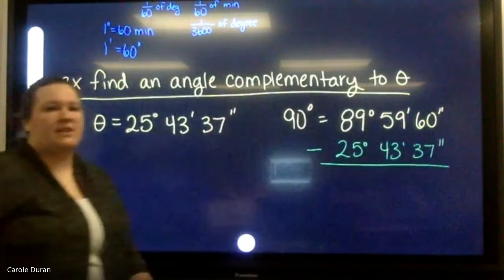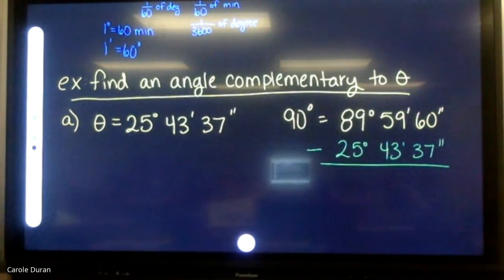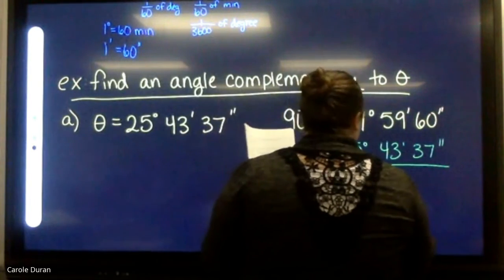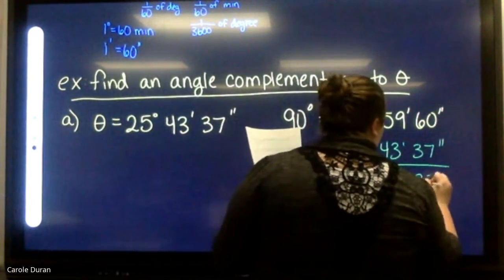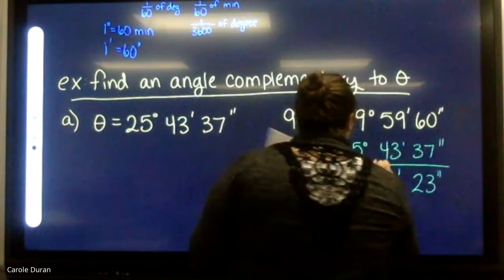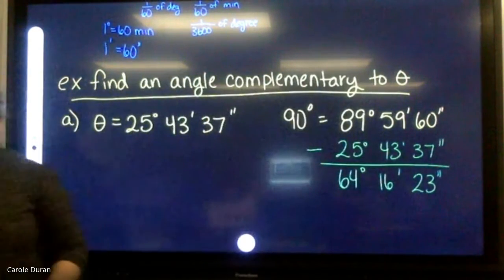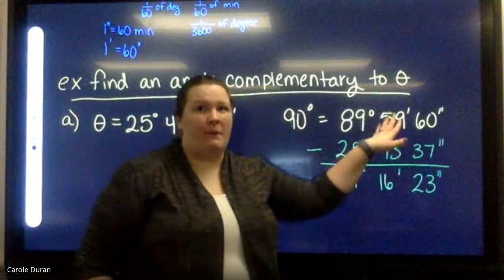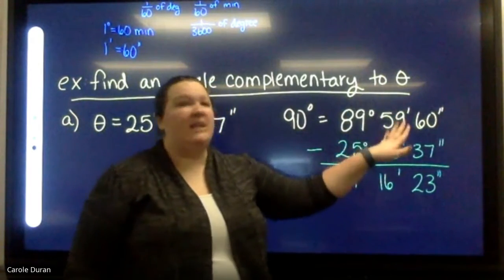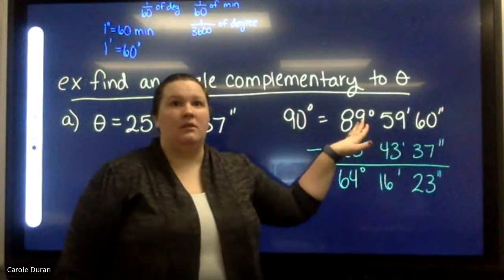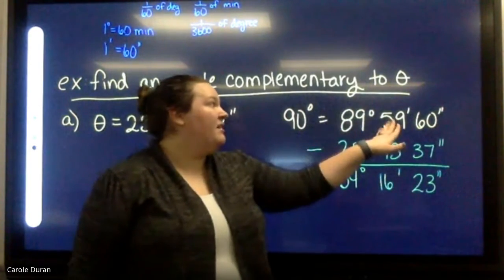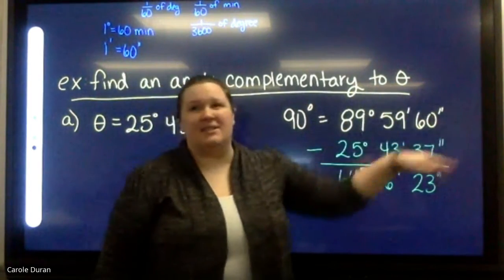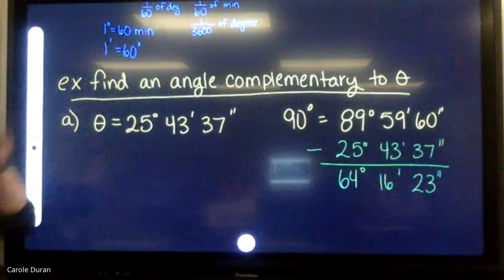And we subtract just like normal. And we should end up with 64 degrees, 16 minutes, and 23 seconds. Just like we would if we were doing subtraction where we had to borrow. If I ran out of seconds here, I would borrow from the minutes in front of it. If I ran out of minutes, I would borrow from the degrees in front of it. Taking 1 degree here would add 60 minutes. Taking 1 minute here would add 60 seconds. So we just borrow from the one in front if we have to.